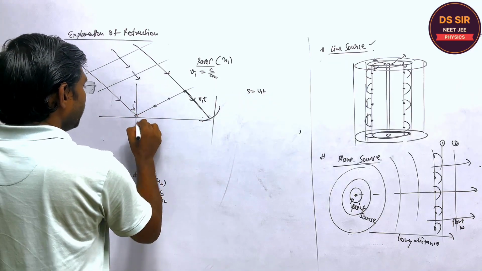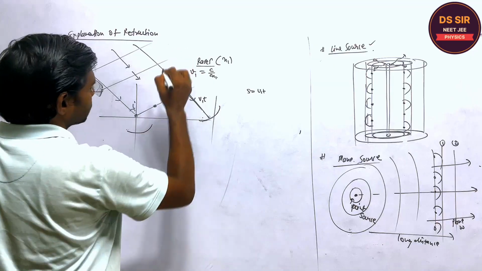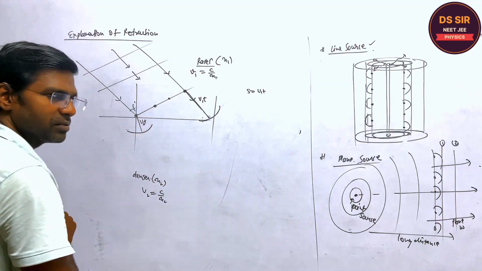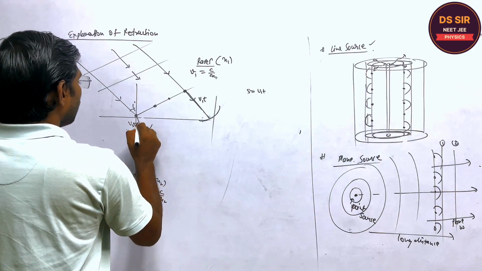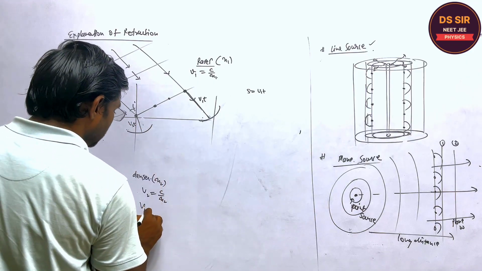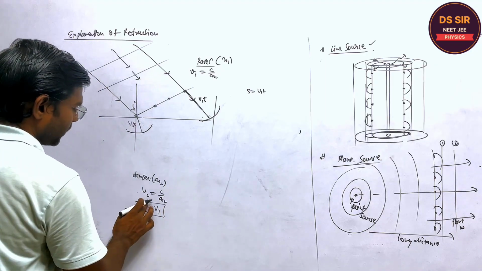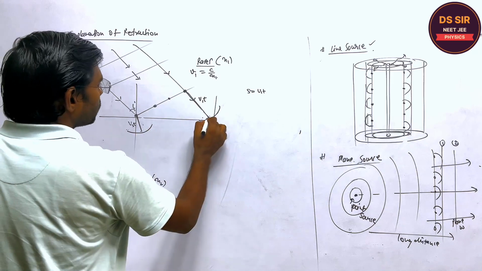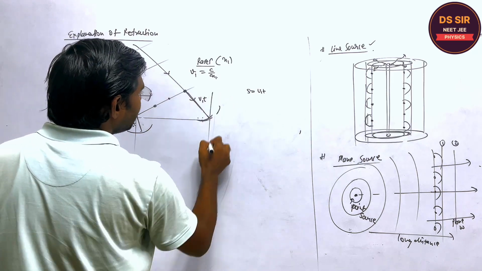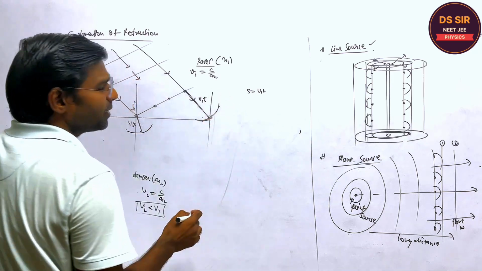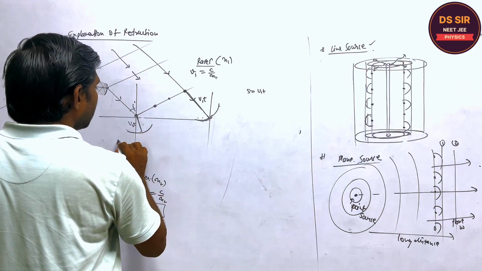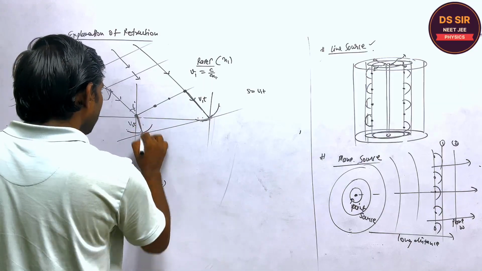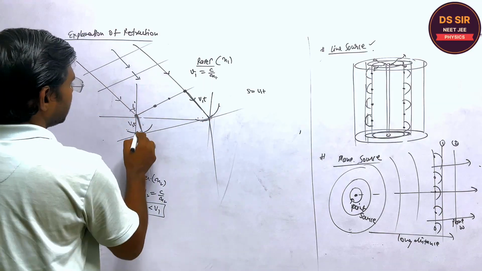In time t, the wavefront reaches this point, because what is the distance? It is v2t. Why is it v2t? Since the speed v2 is less than v1, this distance is less. So the new position of the wavefront is obtained by the line joining them, right? So the new wavefront becomes like this. Is it clear or not?